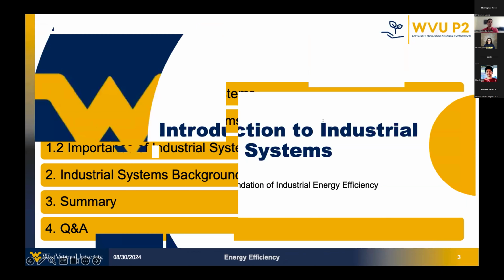So what are industrial systems? Industrial systems refer to the critical infrastructure and equipment used in manufacturing and other industrial processes. But today I'll be focusing on only 8 key industrial systems. These include lighting, HVAC, boilers, motors, fans, compressed air, building envelope, and steam. Each of these systems plays a crucial role in energy consumption and efficiency. So in the following slides, I'll dive deep into each one of these areas, and I'll explore how to optimize these for better energy efficiency.